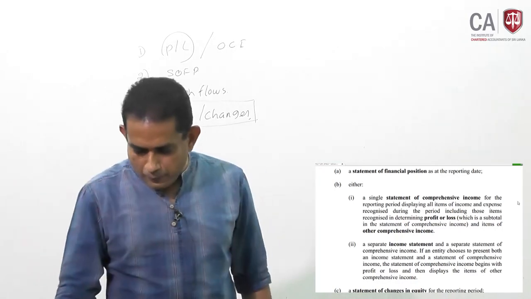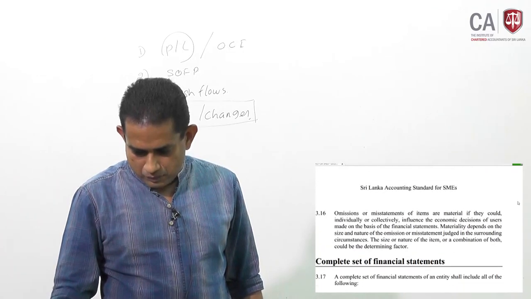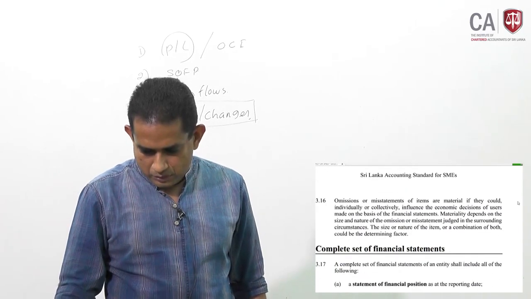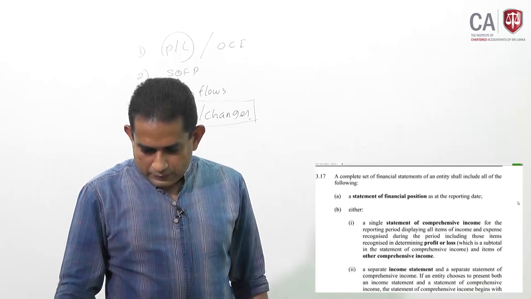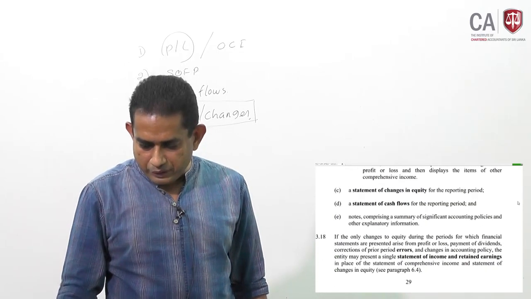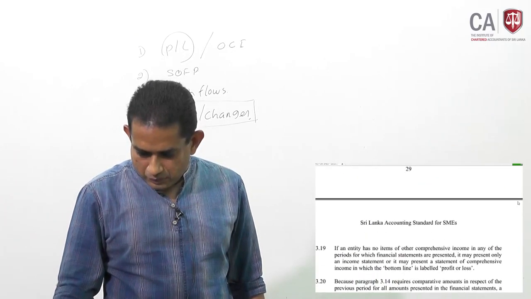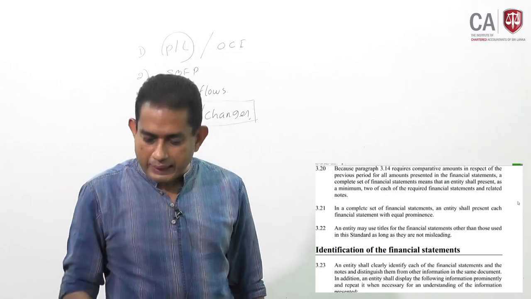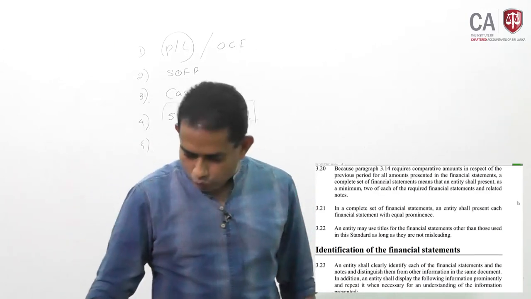Now, this page number 29 says that a statement of equity changes may not be required. Now, you can show it in the profit and loss statement itself. This is paragraph 3.18.